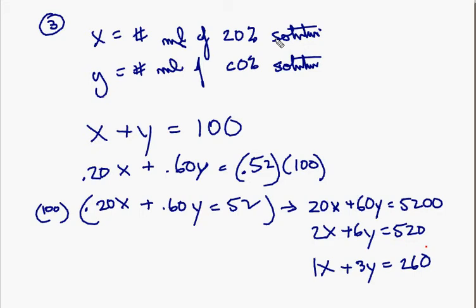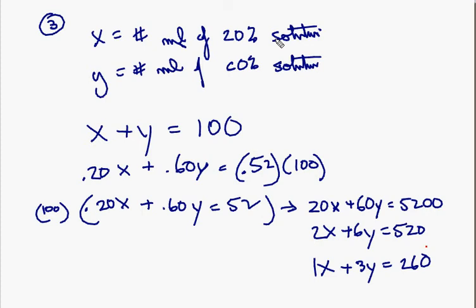It's not too long of a process, though. I think once you got used to the idea of how to reduce an equation, you would go faster. Because what I would have done is divided both sides of the equation by 20. Right? I would have gotten right to 1x plus 3y equals 260.